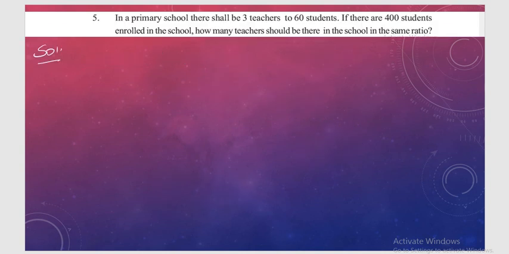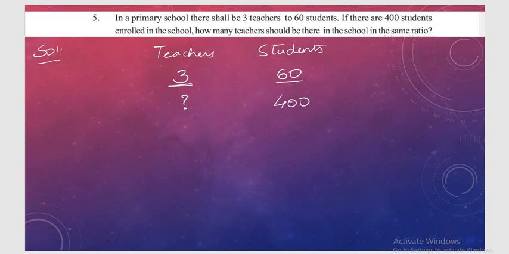See here, in a primary school there are 3 teachers to 60 students. If there are 400 students enrolled in the school, how many teachers should be there in the school in the same ratio? That means, what is it asking? There are teachers as well as students. For 60 students, there are 3 teachers. For 400 students, how many teachers should be?